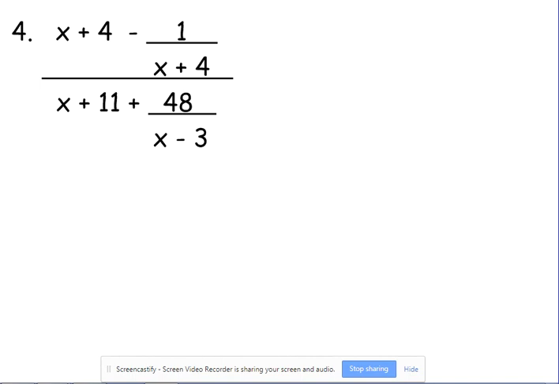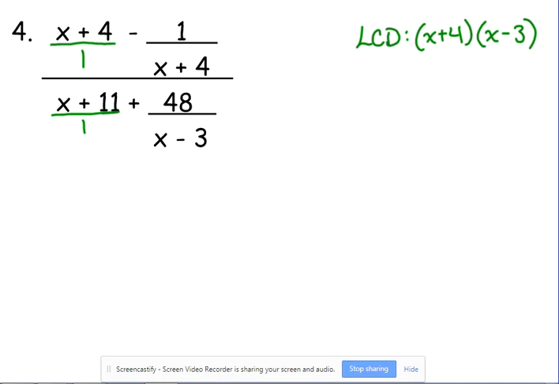But we only have 2 rational expressions, so to speak, in here. The first one doesn't have a denominator, so let's just put it over 1. Sometimes that helps people visualize. Okay? Put the x plus 4 over 1 and the x plus 11 over 1. So our LCD, we have 2 different denominators. We've got x plus 4 and x minus 3. You don't have to worry about the 1. Multiplying by 1 doesn't do anything.